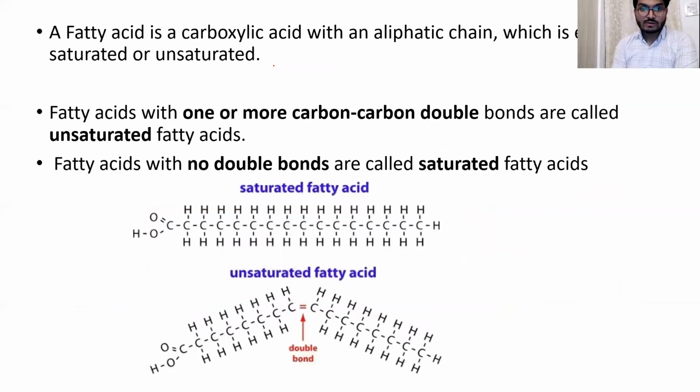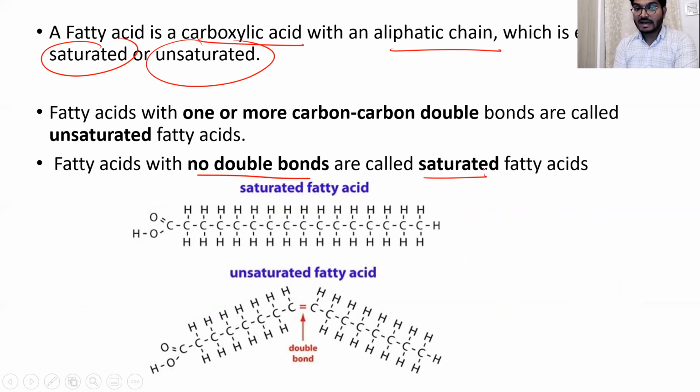What is a fatty acid? As we just discussed, it is a carboxylic acid with an aliphatic chain, and this fatty acid could be saturated or unsaturated. Saturated simply means no double bonds. It is a long chain, at one end you have the carboxylic acid, and the rest of the positions are filled by hydrogen. That's your saturated fatty acid.